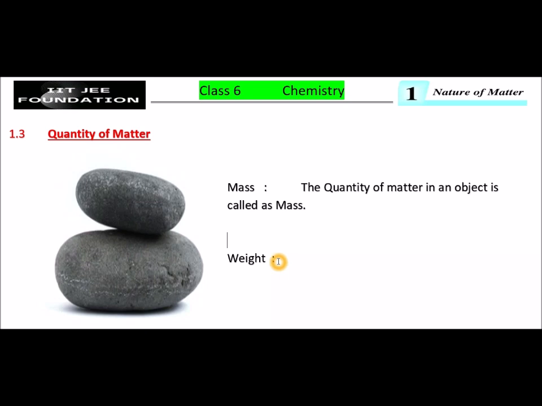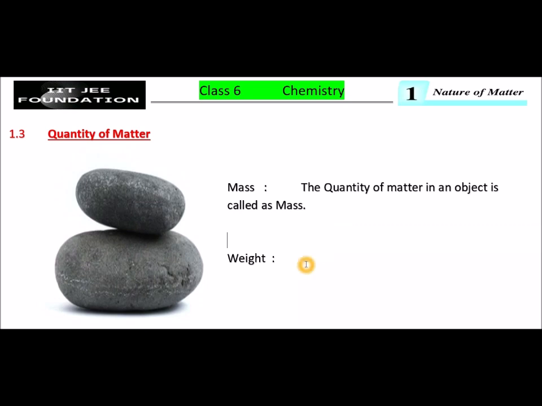Now what is weight? Okay, take these two rocks, small rock and larger rock, to the top of the building. Drop both the rocks at the same time from the top of the building. What happens? Which rock strikes the ground first? We can say easily the larger rock. The larger rock strikes the ground earlier than the smaller rock.